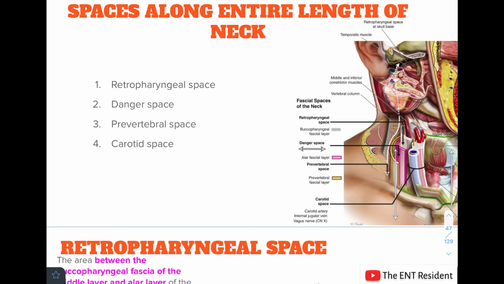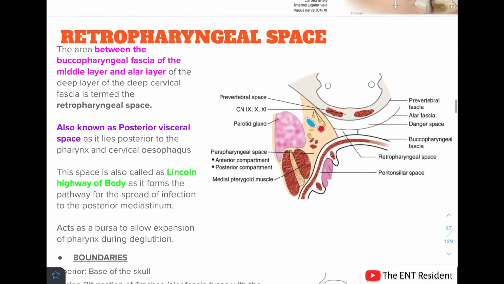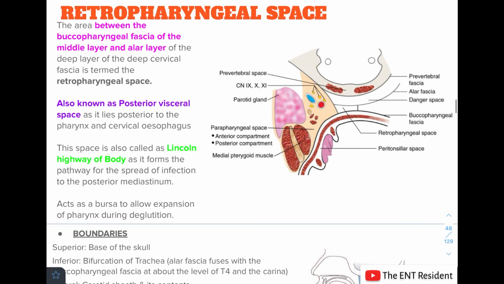Next come the spaces which lie along the entire length of the neck. There are 4 such spaces: the retropharyngeal space, danger space, prevertebral space, and the carotid space. The retropharyngeal space is the area between the buccopharyngeal fascia of the middle layer of the deep cervical fascia and the alar layer of the deep cervical fascia. This is termed the retropharyngeal space.